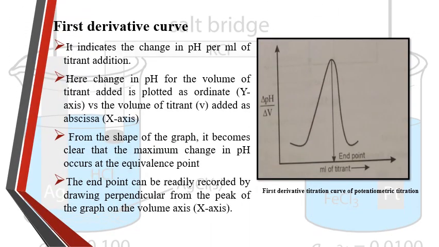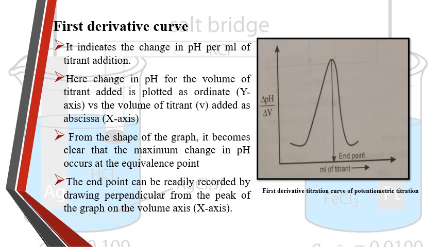In potentiometry, the first derivative curve is used to analyze the response of an electrochemical sensor, like a pH electrode or ion selective electrode, to changes in the concentration of an analyte. Here is a breakdown of how the first derivative is applied. During potentiometric titration, the first derivative curve can help identify the equivalence point.